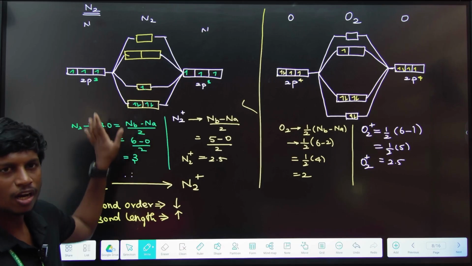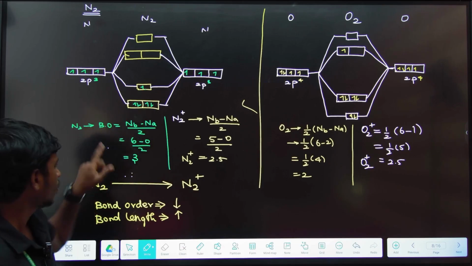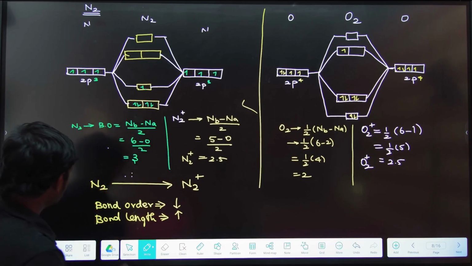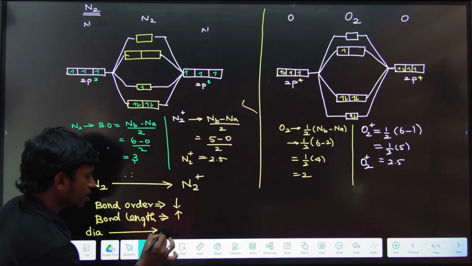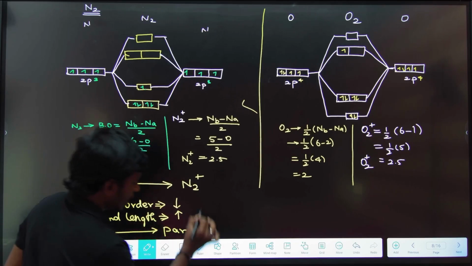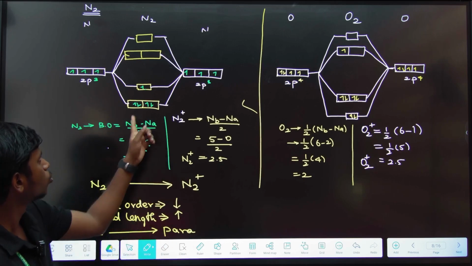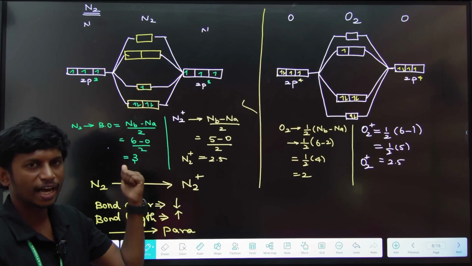So what about the magnetic behavior? First, all electrons were paired. ஓகேவா? N2 ல எல்லா எலக்ட்ரானும் paired ஆனது. So it was initially diamagnetic, now it is becoming paramagnetic, ஏன்னா single electron. ஓகேவா? N2 plus ல single electron இருக்கு, so it is paramagnetic.